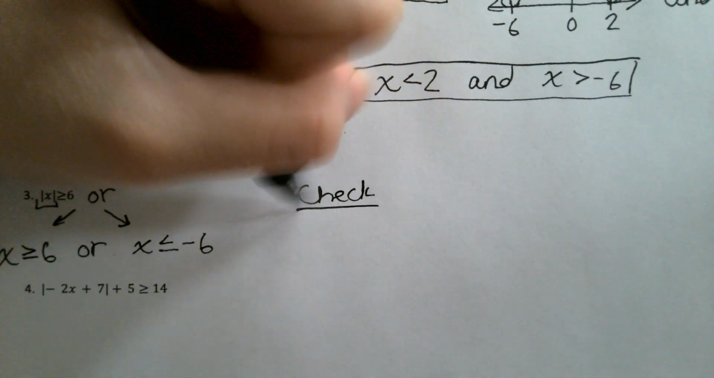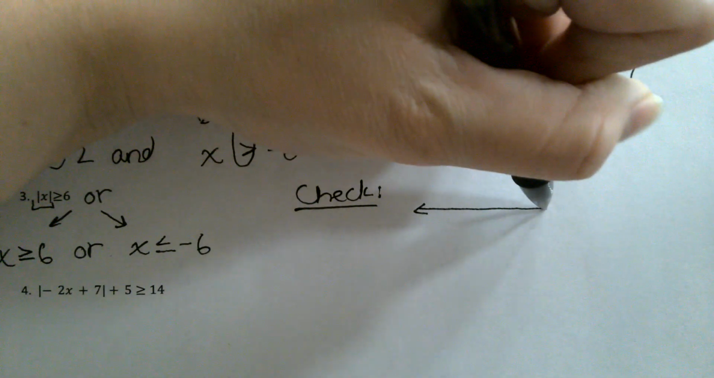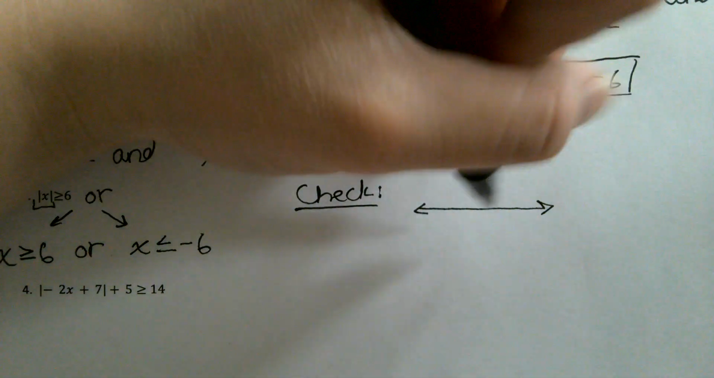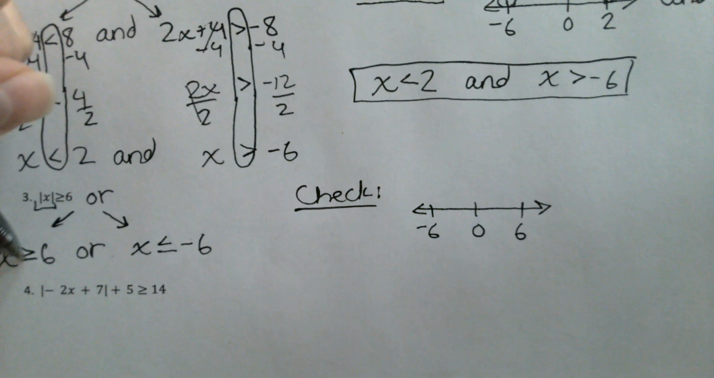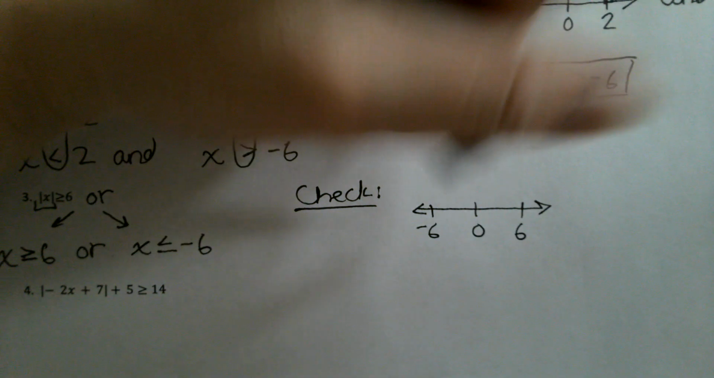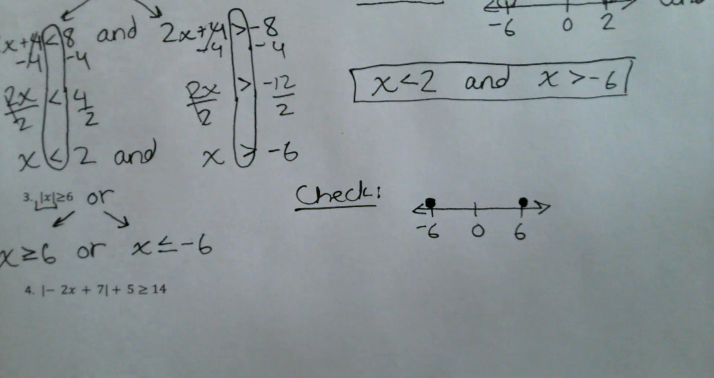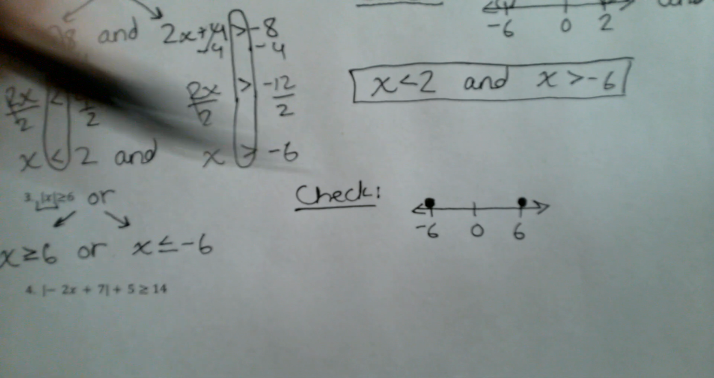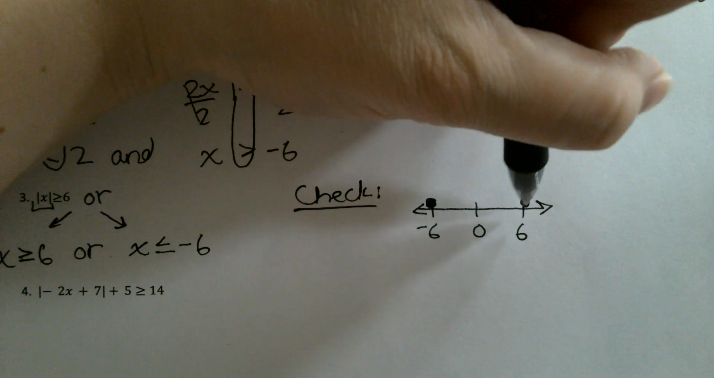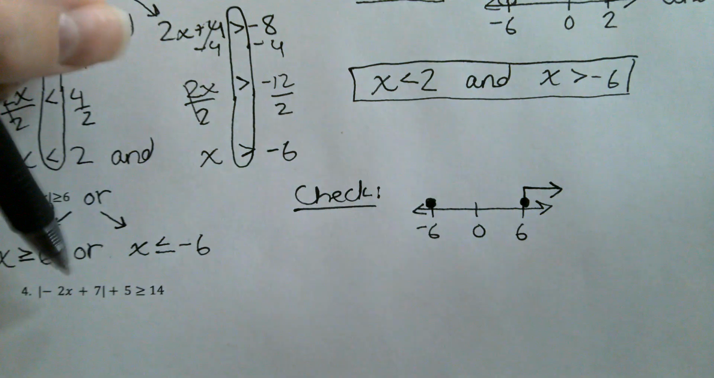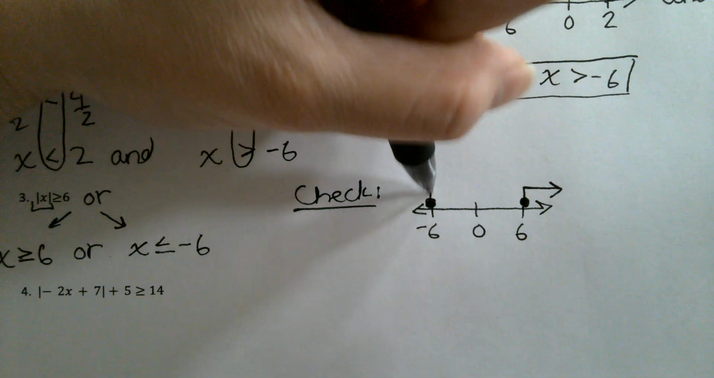No solving to do, so let's go ahead and check. Make our number line. 6 and negative 6, 0 in the middle. 6 on the right, negative 6 on the left. That or equal to tells us we are going to have closed dots. Then graphing the arrows, x is greater than or equal to 6, it's pointing right. So I'm going to draw the 6 arrow going to the right. Or x is less than or equal to negative 6, this is pointing to the left.